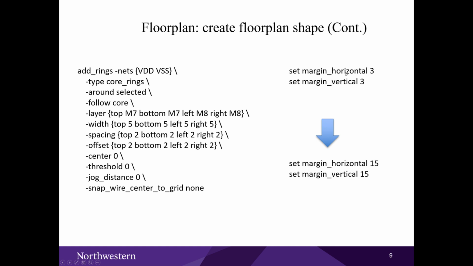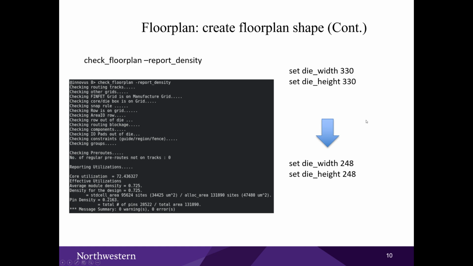At first, I set them both to 3 micrometers, but actually it does not meet requirements, because we need to add power rings, and the power rings have a width of 5 micrometers, spacing of 2 micrometers and offset to core of 2 micrometers. So obviously we need at least 15 micrometers to meet the requirement. So I changed the margin horizontal and the margin vertical into 15 micrometers.